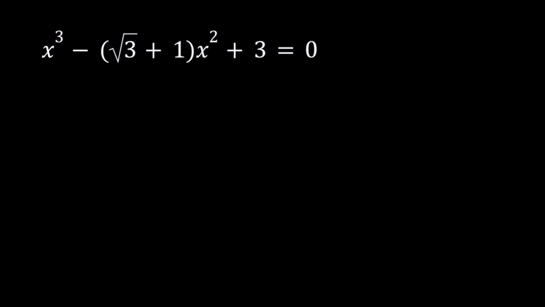Hello everyone. In this video we're going to be solving a cubic equation. We have x cubed minus the quantity square root of 3 plus 1 times x squared plus 3 equals 0, and we're going to be solving for the x values. I'll be presenting three methods, even though the third method will not be complete. Let's get started with the first one.